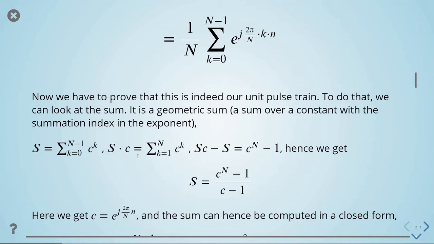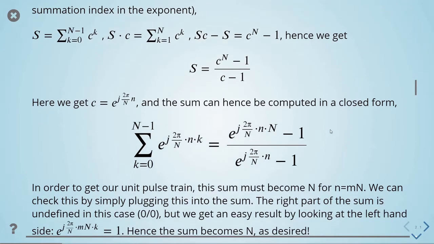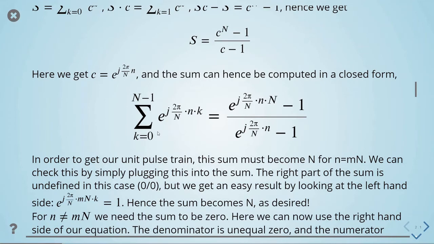Now with this we go from here to here, so we put this s in evidence. So s times c minus 1 is equal to c to the power of N minus 1, and then we get that s is equal to c to the power of capital N minus 1, divided by c minus 1. So we use this trick here, and then we replace c by e to the power of j 2 pi divided by capital N times n, and we find this closed form. And now we need to prove that this is a unit pulse train.